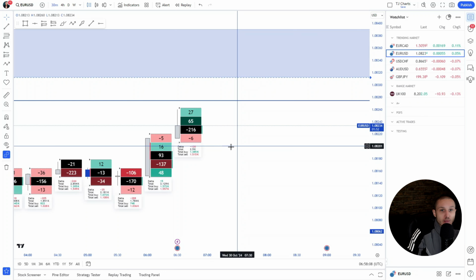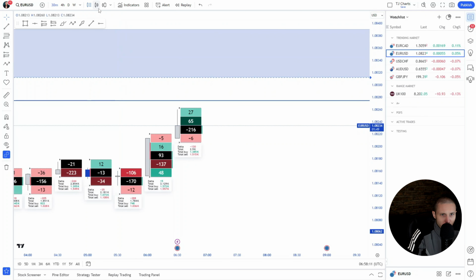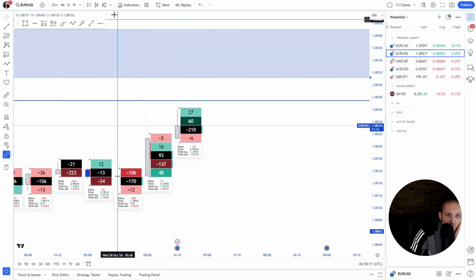I'll probably do a video of a live trade soon so you can see exactly how I do it, because you can't actually use volume footprint on the replay tool.